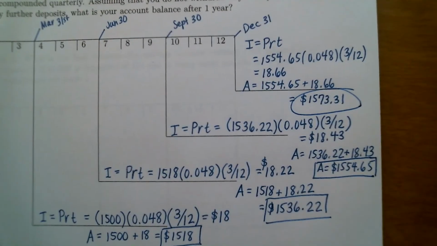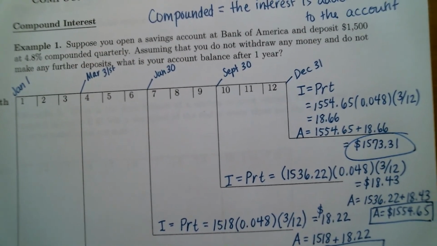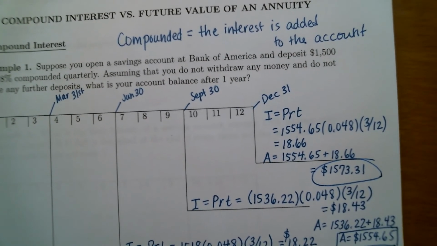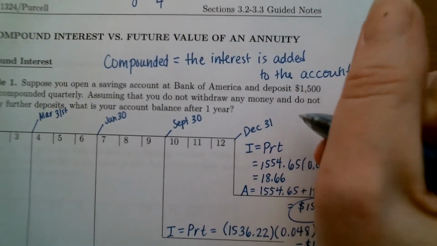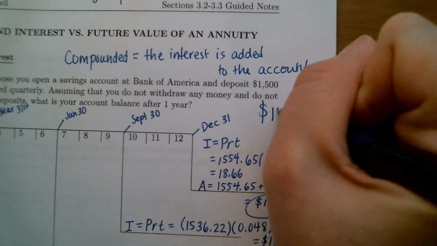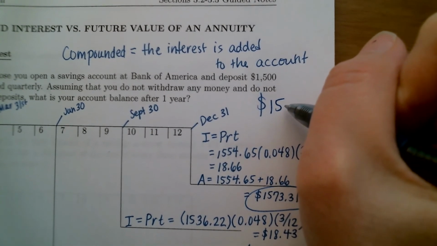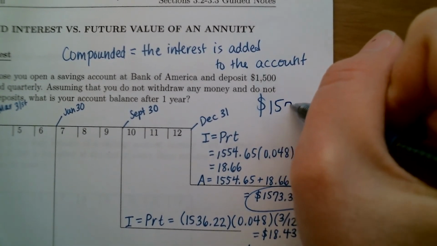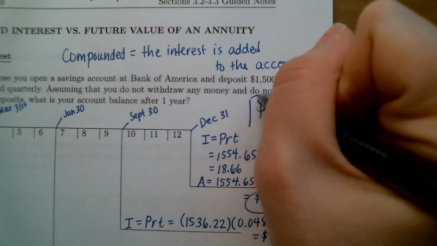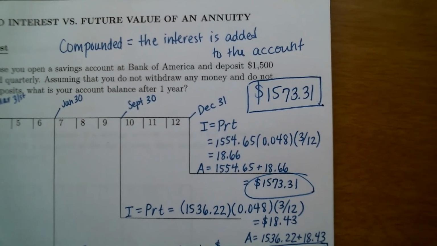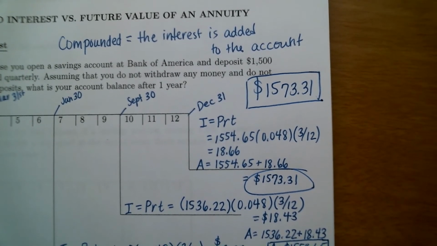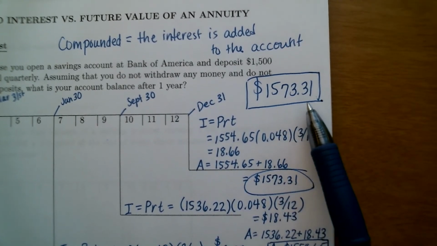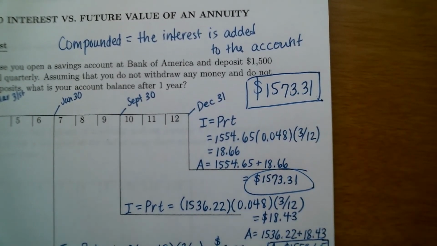Okay, so that's how much money we earned over that 1 year. All right, so that's the answer to the question. I'm trying to figure out where I should write it. I'll write it right here. The answer to the question, again, is the fourth quarter total, $1,573.31, because again, it asks for the account balance. Remember, your initial deposit was $1,500. So if you subtract that out, that means you earned $73.31 worth of interest over that 1 year time period.